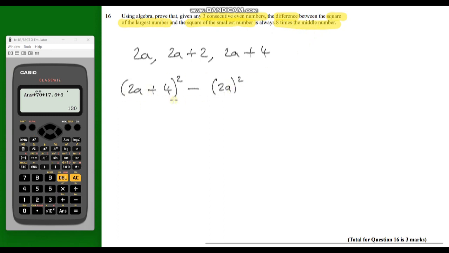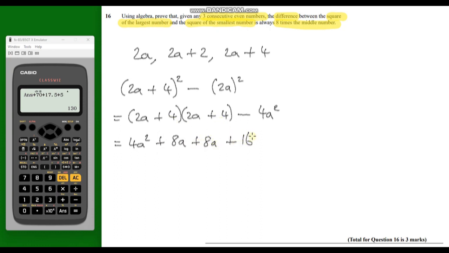So let's just work out what this is first. I'm just going to do this in double brackets, just so I'm showing you every step I'm doing. So 2a plus 4 squared is 2a plus 4 times 2a plus 4. Subtract 2a squared, well that's 2 squared is 4, and a squared is just a squared. So let's expand these double brackets. 2a times 2a is 4a squared. 2a times 4 is 8a. And we've got another 8a here. And then 4 times 4 is 16. Plus 16. And then we're subtracting 4a squared.